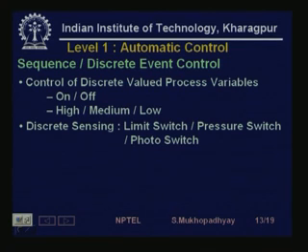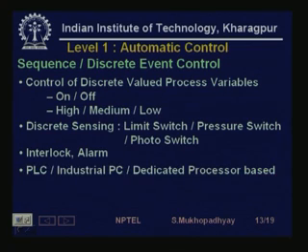So, obviously they use sensors which are also discrete, that is like limit switches, which just sense whether something is in this position or that position. A pressure switch senses whether the pressure is high or low. A photo switch senses whether a part is placed on the conveyor belt or not. So, you use this kind of sensors. You have a lot of interlocks or alarms, so you do interlock and alarm processing in this.